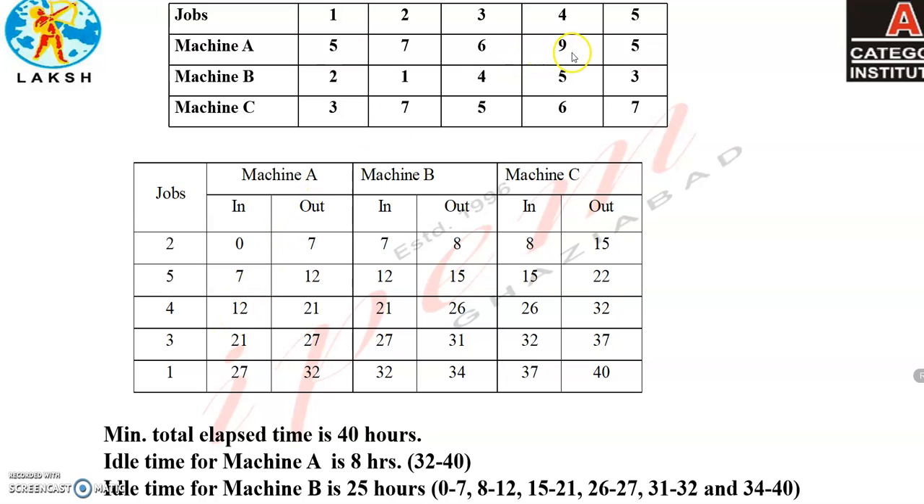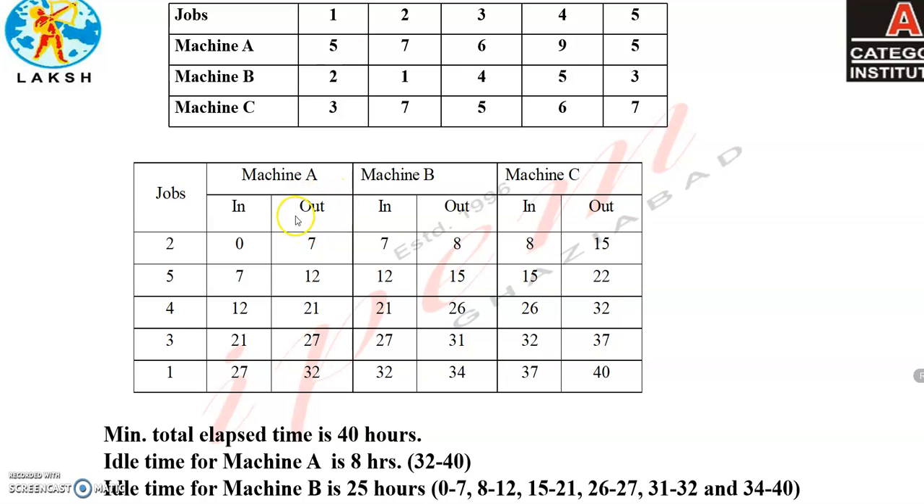In 4 the time is 9. Here 12 plus 9 is equal to 21. In job 3 the time taken is 6 hours. So 21 plus 6 is 27, right?